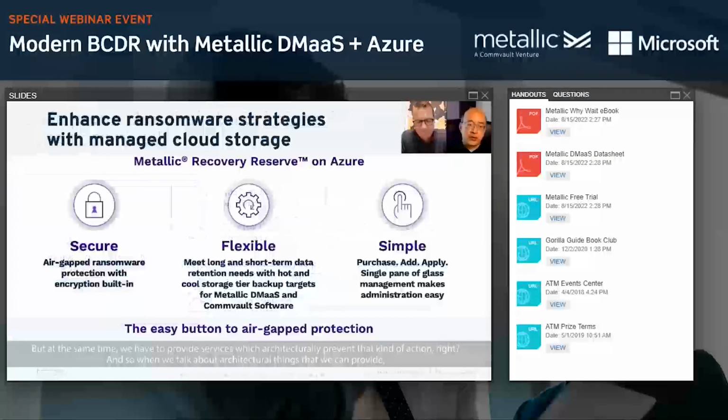And so when we talk about architectural things that we can provide, that's where something like Metallic Recovery Reserve can come into play, where we have managed Azure storage that's managed on behalf of our customers, that's not in their subscriptions. That takes away all the threat vectors from the customer side, right? There's not even an administrative way to get to that data. We provide an easy ramp onto the cloud for customers who are on premises just trying out cloud at first, or for those who have moved workloads to the cloud and want that separation of responsibility.